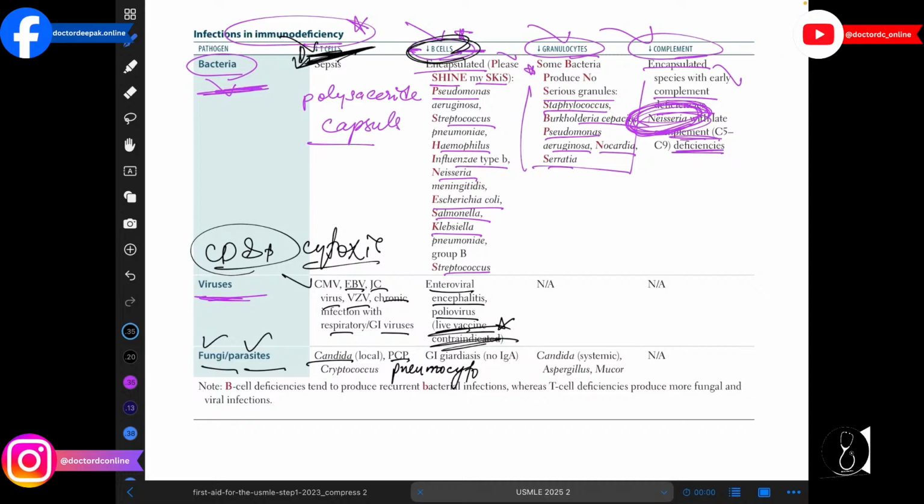Secondly, if there is a decrease in B cells, then there is a high risk of recurrent GI infection, giardiasis, due to the decrease in IgA, because IgA is produced by B cells. And also granulocytes: if granulocytes decrease, there can be systemic candidiasis infection, Aspergillus, and Mucor.